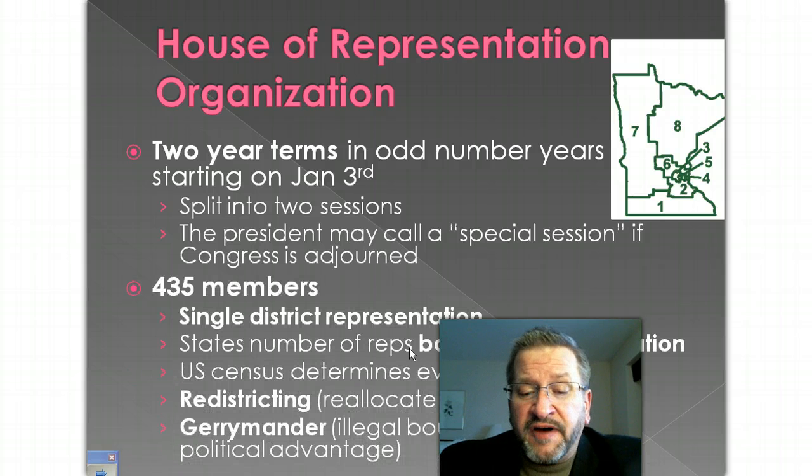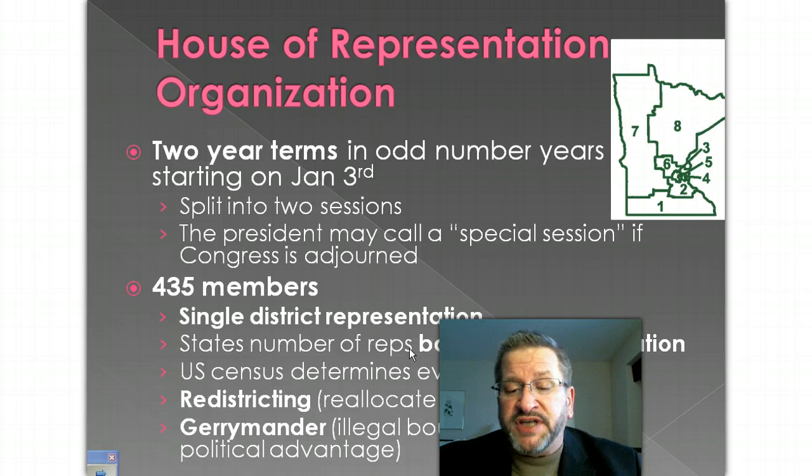There are 435 members in the House of Representatives. Each one of those members represents a single district. There is no shared representation in the House of Representatives. One congressperson to one district, based on population. Minnesota currently has 8 congresspersons. The amount of representation by state, as we know from the Virginia plan, is based on population.